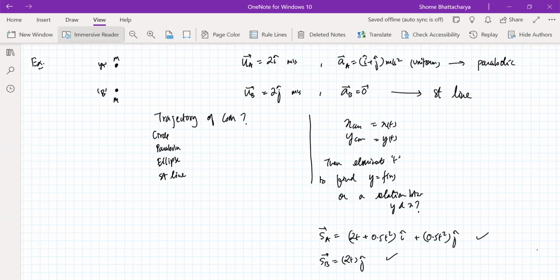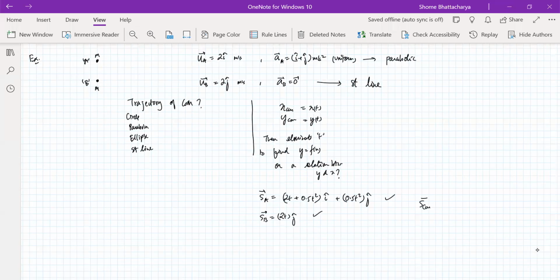So from this, what can we say about the center of mass's trajectory? S_cm is going to be, in this case they are equal masses, the arithmetic mean of these two. So it is going to be (t plus 0.25 t square) i cap and (t plus 0.25 t square) j cap. Is this correct? Just check. Okay. Yes. So now you can see which line this is. This is the line x equals y. Just observe: at any time, the x coordinate of displacement is equal to the y coordinate of displacement. So it's a straight line making an angle of 45 degrees with the x-axis.